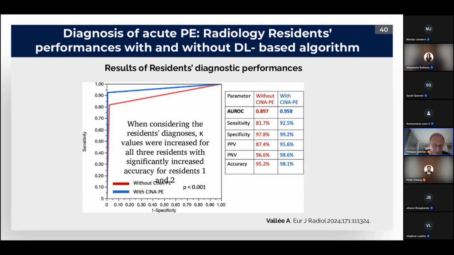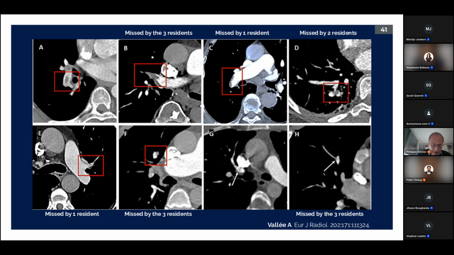Let's see some examples. The PE detected by SINA-PE are marked by red boxes. A, a clot within the right lower lobar pulmonary artery detected correctly by all residents. B and F, pulmonary embolism missed by the 3 residents. C and E, pulmonary embolism missed by 1 resident. D, segmental PEs in the right lower pulmonary arteries missed by 2 residents.